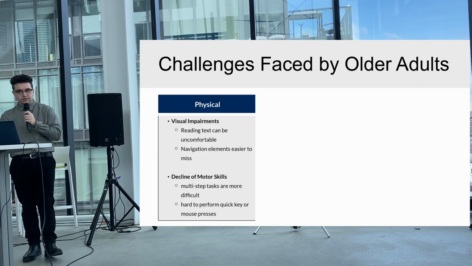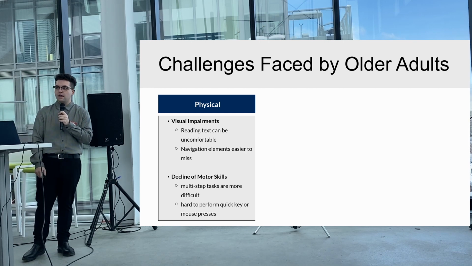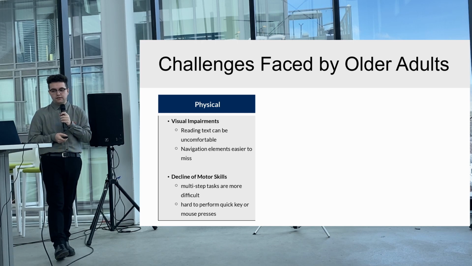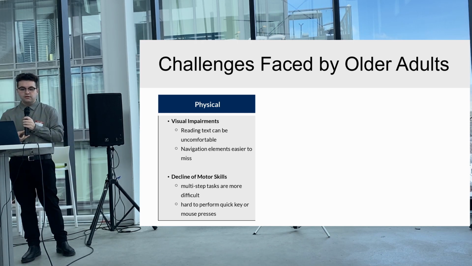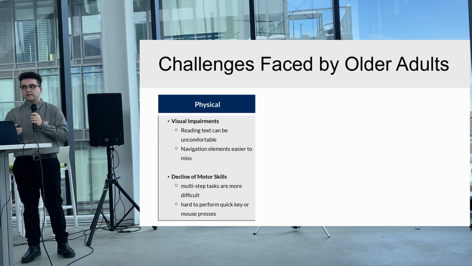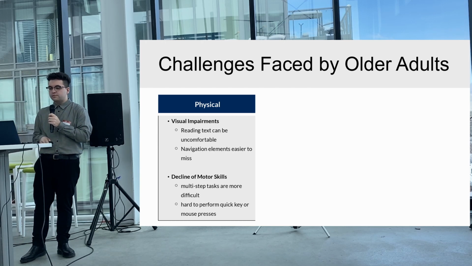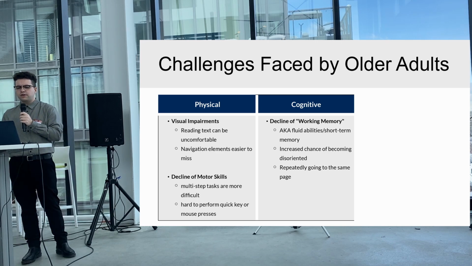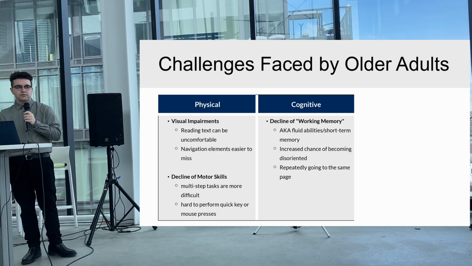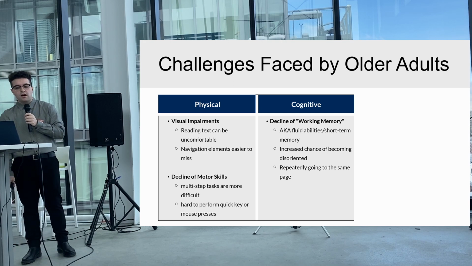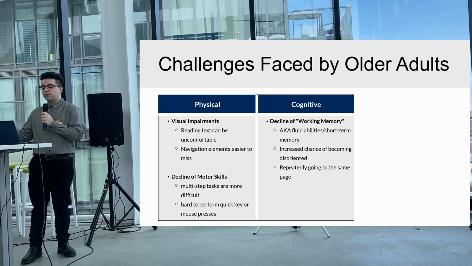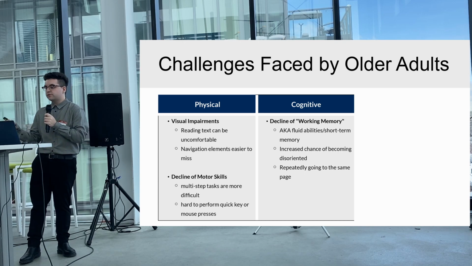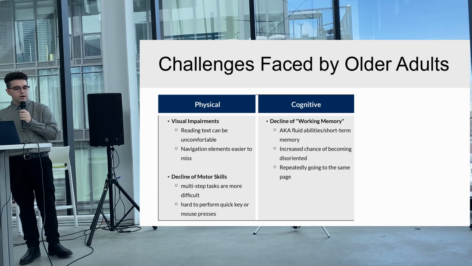Well, they could be things like physical challenges, so visual impairments make it hard to find navigation elements or read text on a screen. It could be a decline of motor skills, which can make it hard to do things like click and drag or press multiple keys at the same time. There are cognitive challenges, generally a decline in what's called working memory, also sometimes called short-term memory, that make them more likely to go back to the same page over and over again when trying to do something, or just become disoriented when going through a website or application.